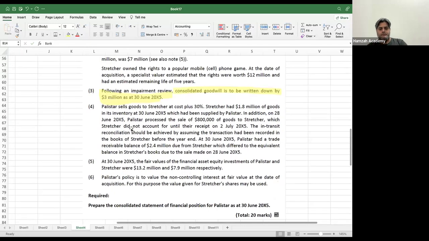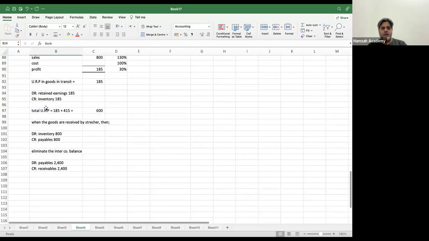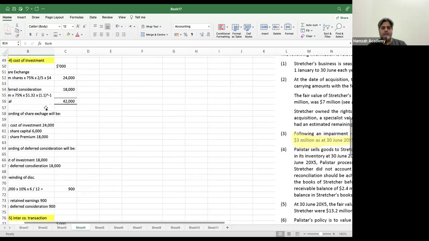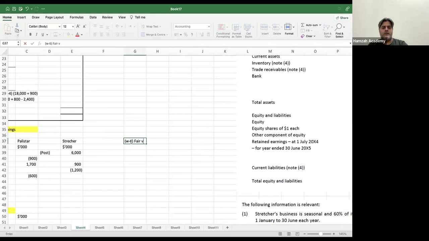Now, point number 5 already done. Then the policy is to value the NCI at the fair value at the date of acquisition. For this purpose, the value given of the shares may be used. So this was working 5. I'm going to go over here with working 6, fair value NCI.